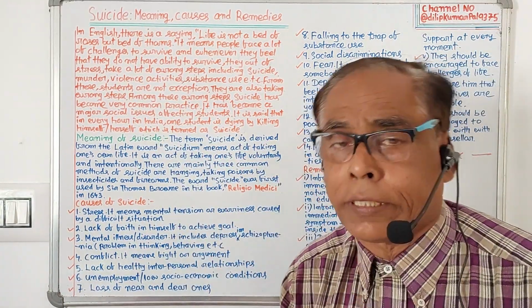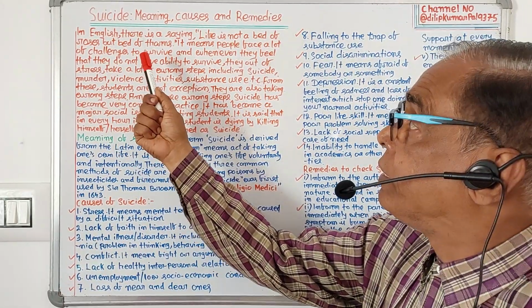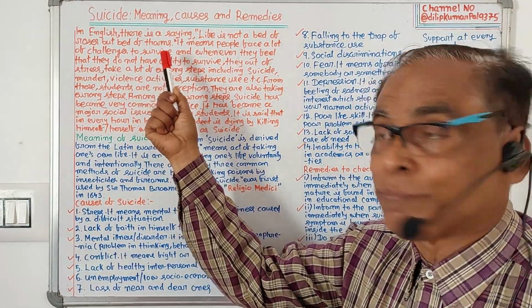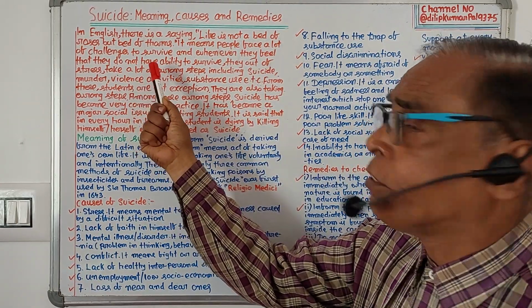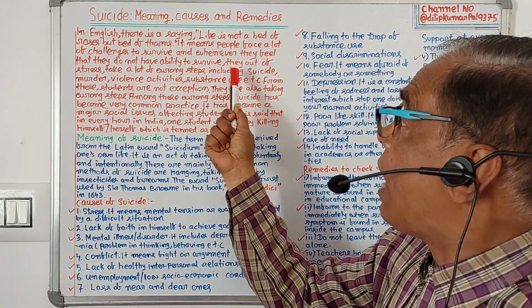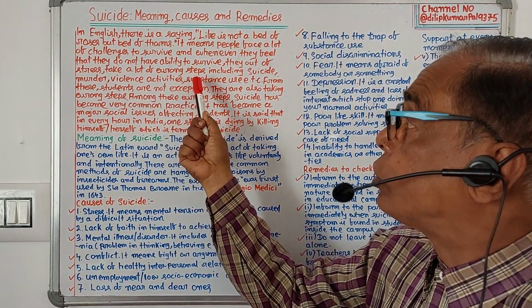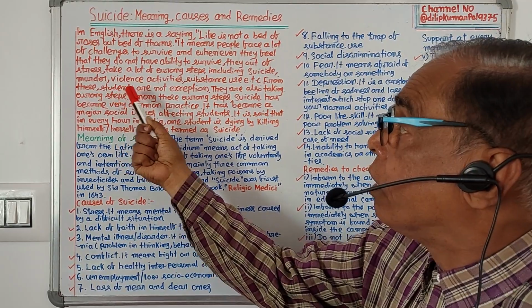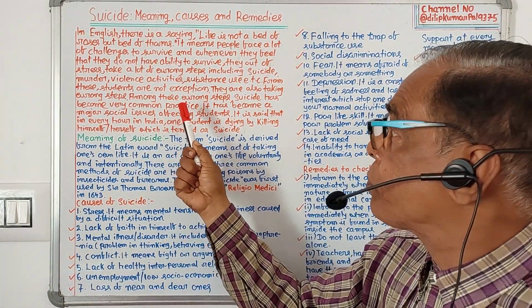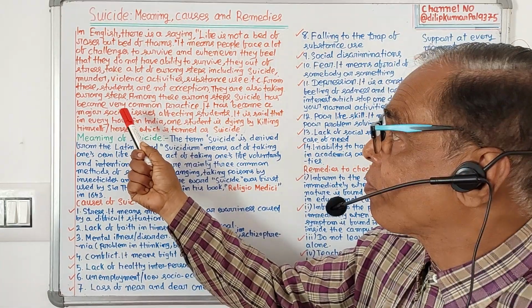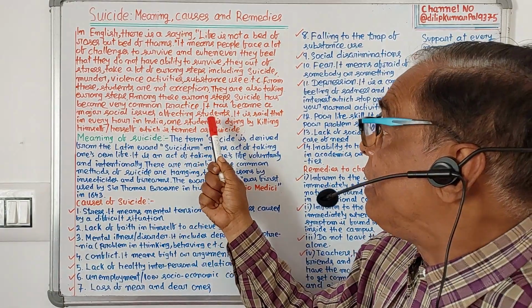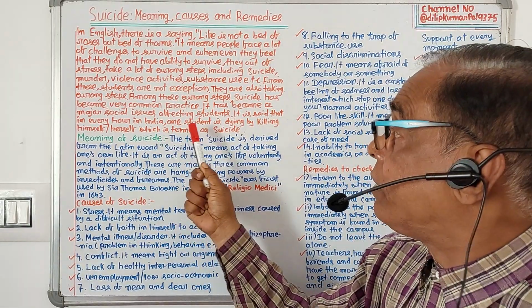Suicide. What is a suicide? In English, there is a saying, life is not a bed of roses, but a bed of thorns. It means people face a lot of challenges to survive, and whenever they feel that they do not have ability to survive, they out of stress take a lot of wrong steps, including suicide, murder, violence activities, substance use, etc. From this, students are not an exception. They are also taking wrong steps. Among these wrong steps, suicide has become very common practice. It has become a major social issue affecting students.